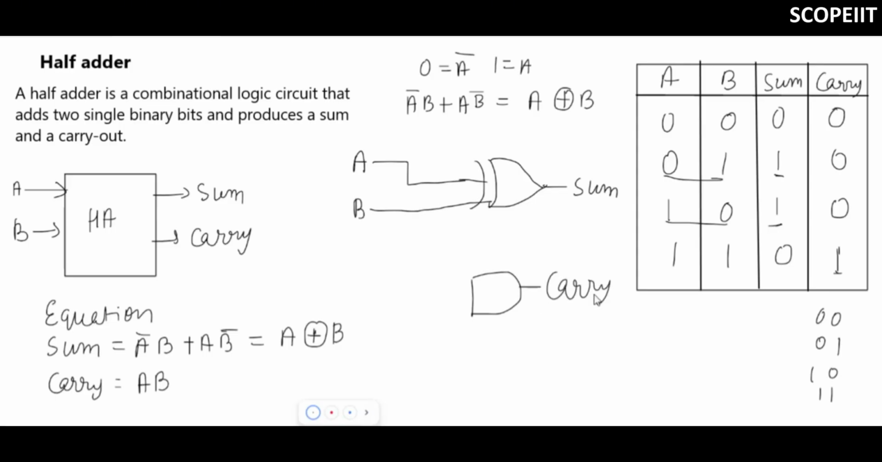In this AND gate, what will be the input? Here also the input will be A and B only. So from here I'll take one arrow for A, and from here one arrow for B. So this is the circuit diagram for half adder. In case they ask you about half adder in your university exam like BCA, MCA or any engineering, then you have to write this much: this theory, then the circuit diagram, equation, and truth table.